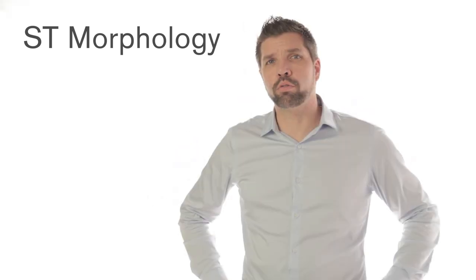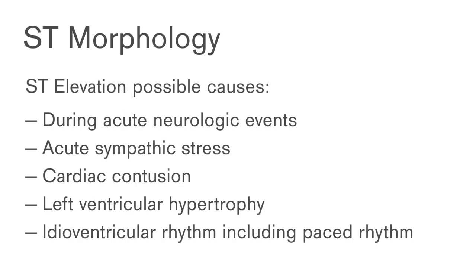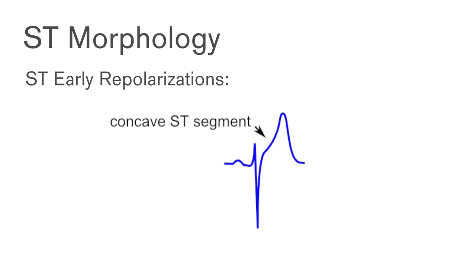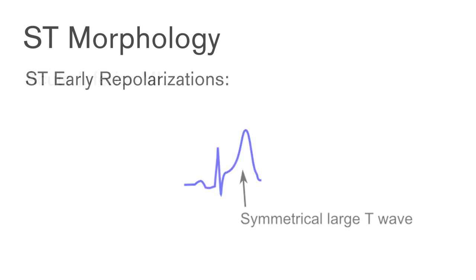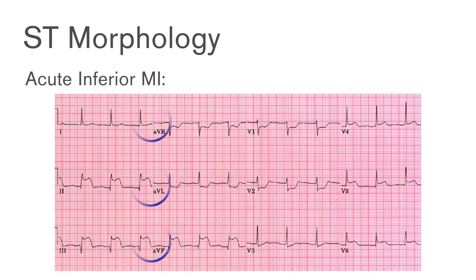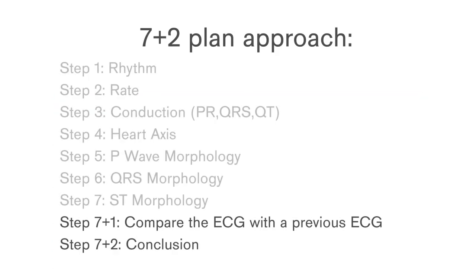The most important cause of ST segment elevation is acute ischemia. Other causes are acute pericarditis, pulmonary embolism, hypothermia, just to name a few. Characteristics of early repolarization are an upward concave elevation of the ST segment, or a slurred downstroke of the R wave, or a distinct J point, or sometimes both, and large symmetrical T waves. Here we can see an example of an acute inferior MI.